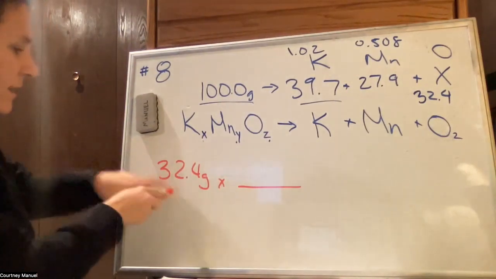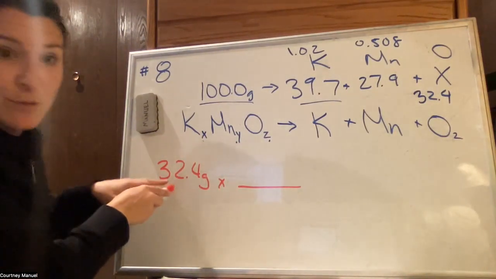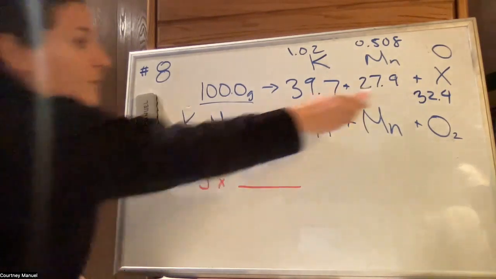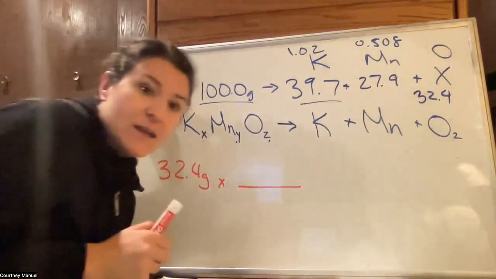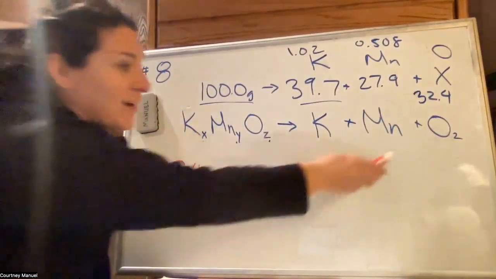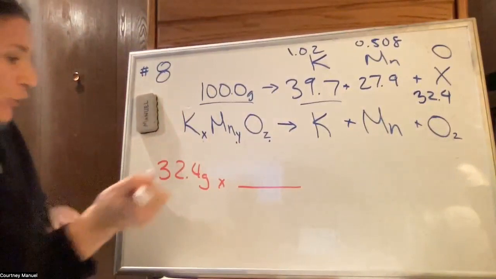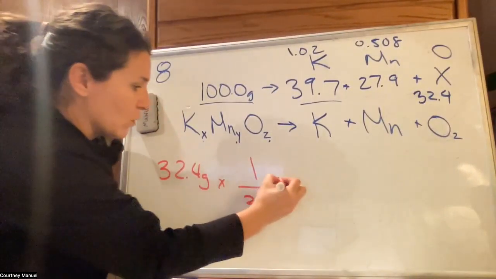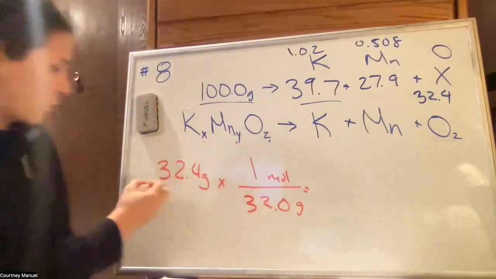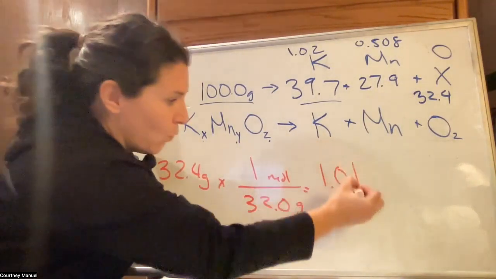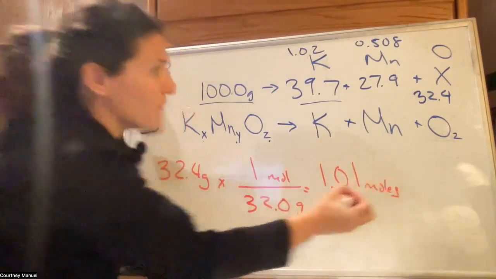Okay. We figured out that you end up with 32.4 grams of oxygen. That's what's right here. The atomic mass of oxygen, because it comes in a pair, is 32.0. And this is 1 mole on top, and this is grams on the bottom. 32.4 divided by 32, it's going to be 1.01, and that's moles of O2.